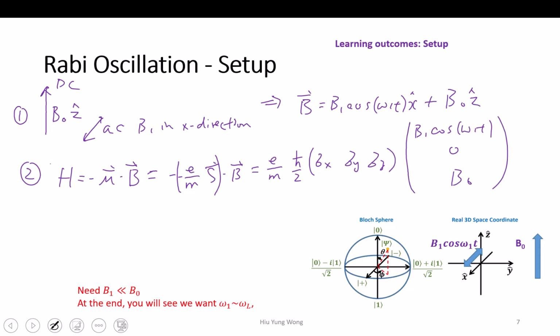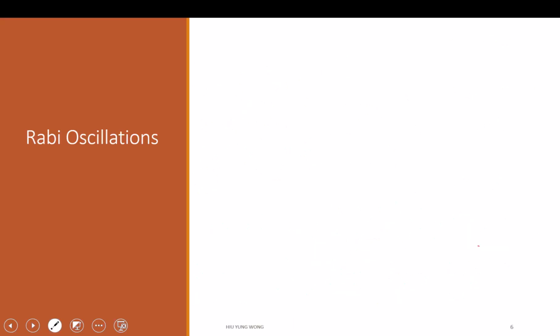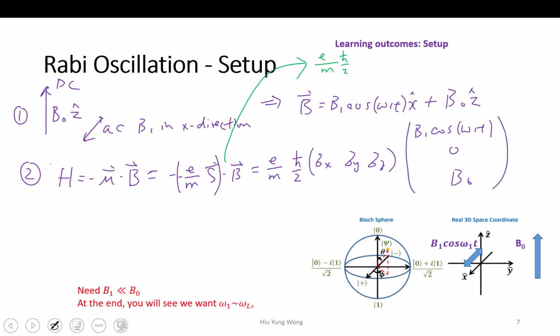Right. If this looks confusing to you, then I can do it in this way. This equals what? e over m, h bar over 2. H bar over 2 is because of this, right? Times sigma. And what is sigma? Sigma x x hat, plus sigma y y hat, plus sigma z z hat.